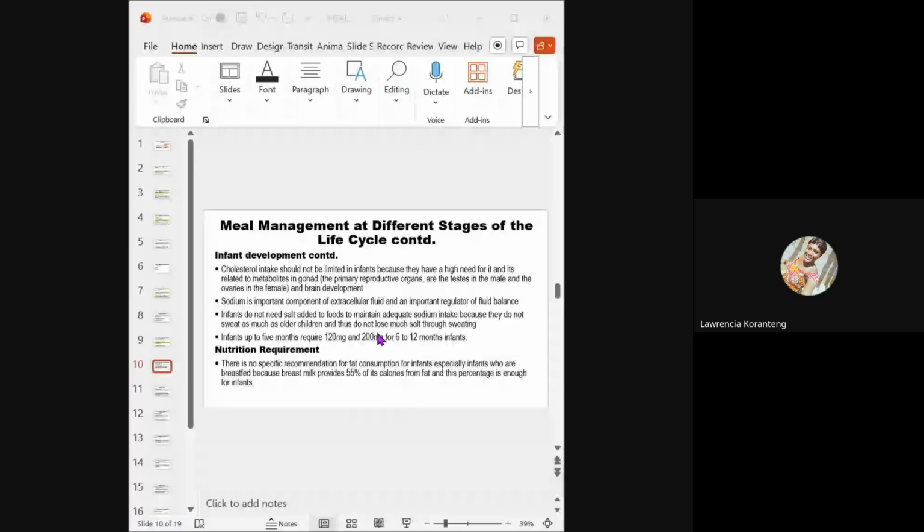Infants up to 5 months require 120 milligrams and 200 milligrams for 6 to 12 months. So you need to give them a little bit of salt, just a few. There is no specific recommendation for fat consumption for infants, especially infants who are breastfed, because breast milk provides 55% of its calories from fat, and this percentage is enough for infants. So we are saying that there is no recommendation for fat for them, because the breast milk contains a lot of fat and a lot of proteins for them.